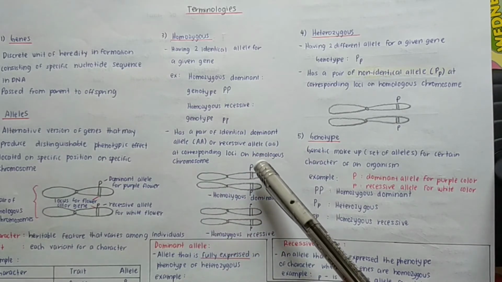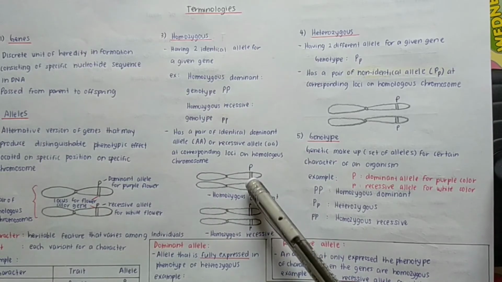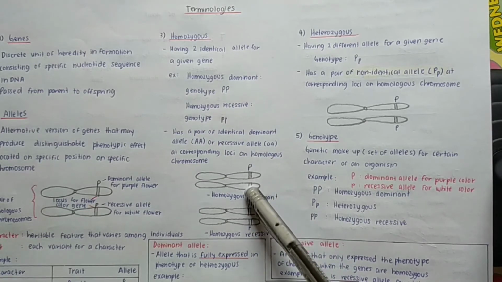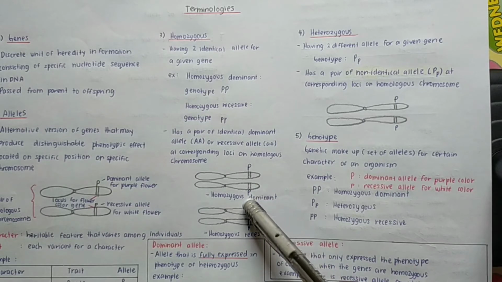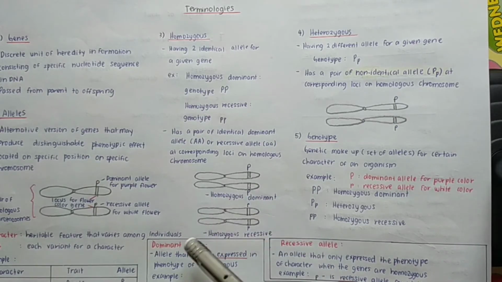So kalau kita ambil contoh dekat sini, let's say this is the homologous chromosome. So at the specific loci here, dia akan ada allele P besar, ni pun P besar. So yang ni kita panggil sebagai homozygous dominant. Kalau pada locusnya dia ada P kecil, so ni kita panggil sebagai homozygous recessive.